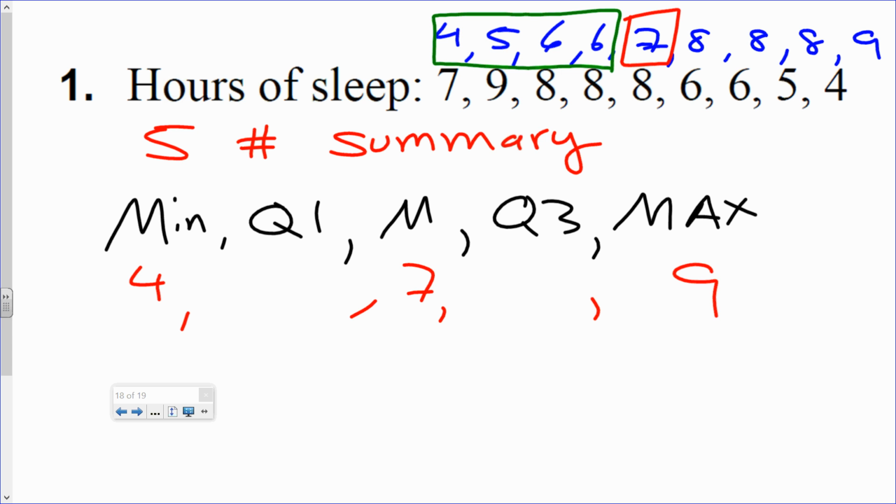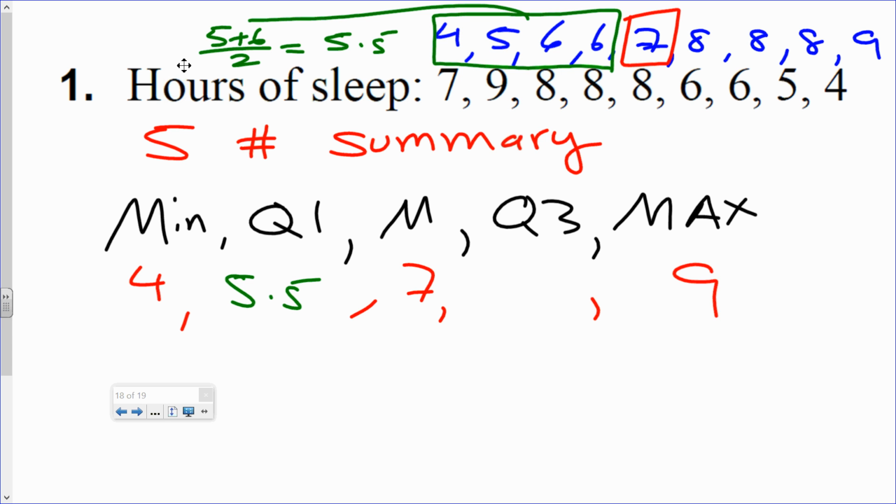There is none. So I have to get the 5 and the 6, add them up, divide by 2. 5 plus 6 is 11, divided by 2 is 5.5. So again, I took 5 plus 6, the two middle numbers, divided by 2. It's 5.5. That's how I got quartile 1. So far, so good.